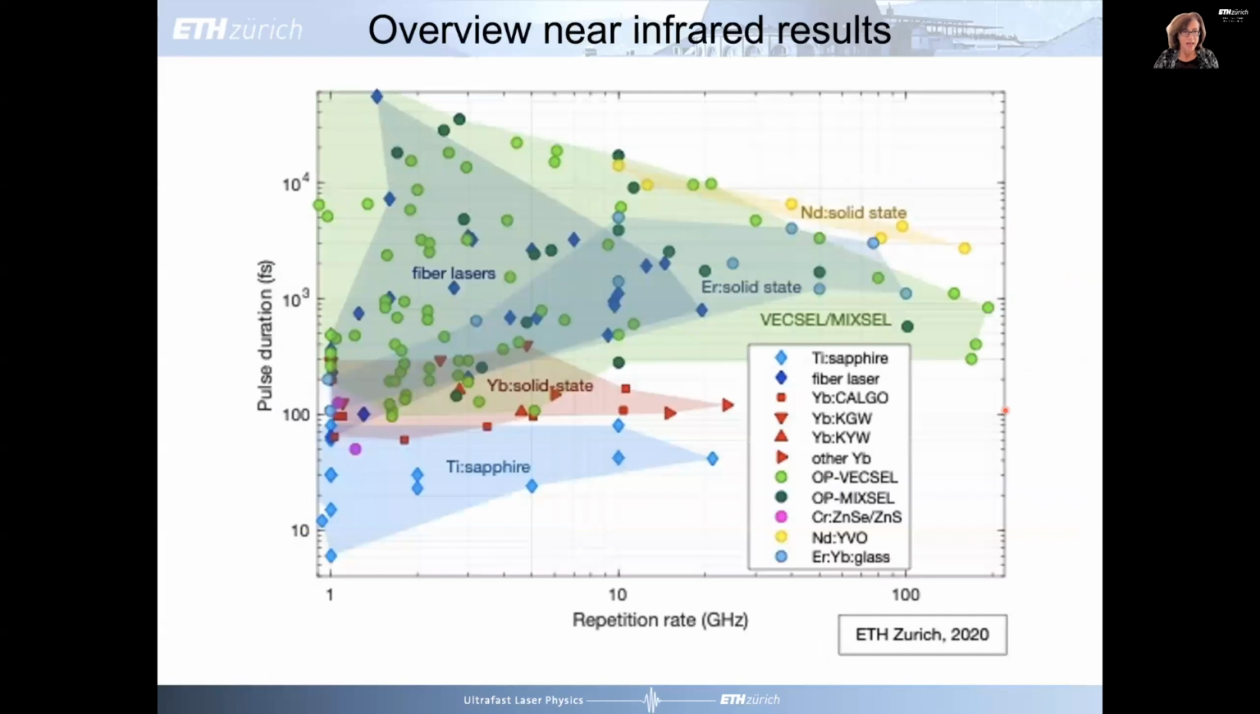So let me conclude. This is an overview of the results in the near infrared, based on solid state lasers, and green is everything based on VCSEL and SESAM mode locked VCSEL, as a function of pulse duration. So you can see, in comparison to all the competing technology, we're very similar to the semiconductor lasers. The only benefit is the Ti-sapphire laser, if you really want to get the extremely short pulses. But you pay a high price because it's an expensive laser.